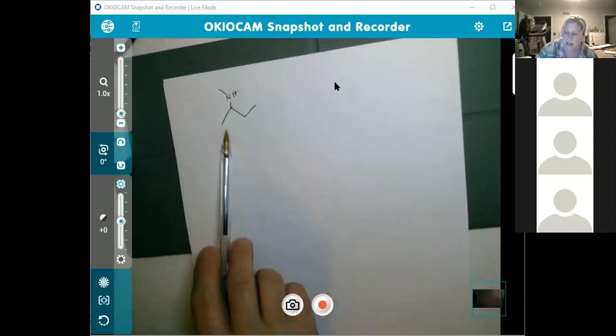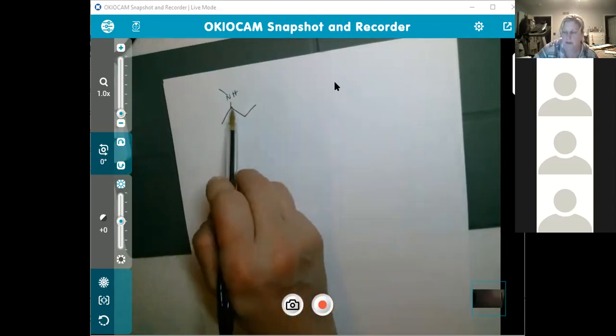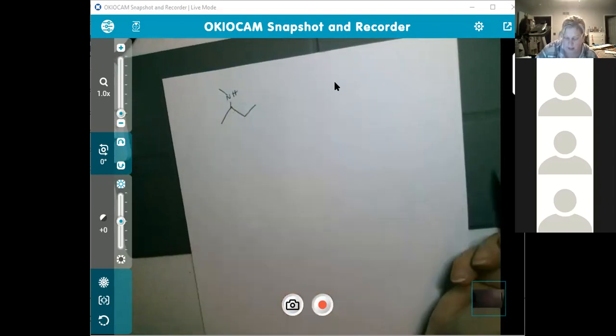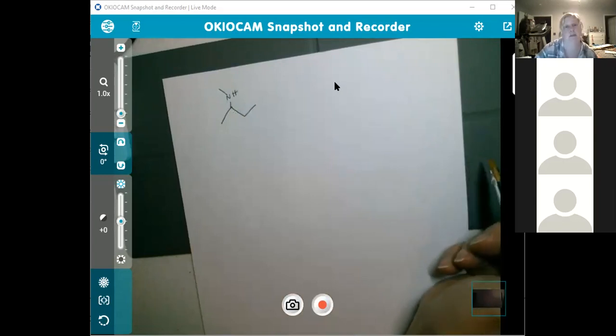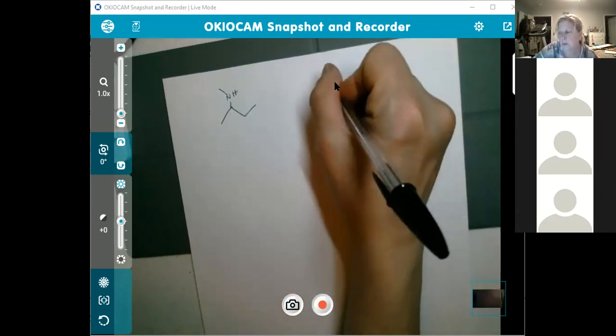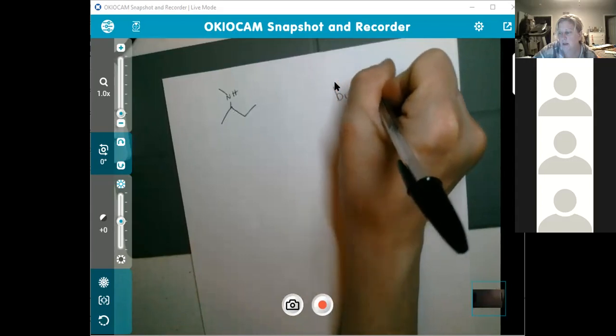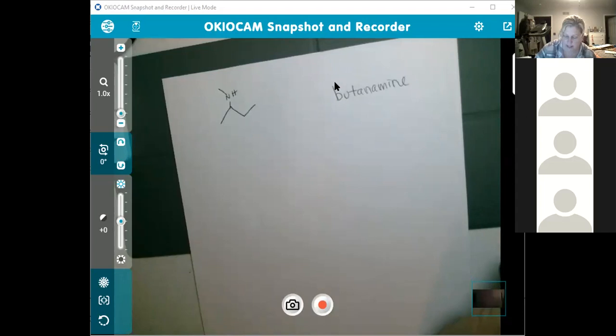Okay, what is the parent chain that includes the functional group? Longest parent chain that includes the functional group? Would it be pro? Meth, eth, prop, but. So what would that be? If it's not butane because it's an amine, what does it change to? Butanamine. Right. Butanamine. All right. Where is the amine group located?